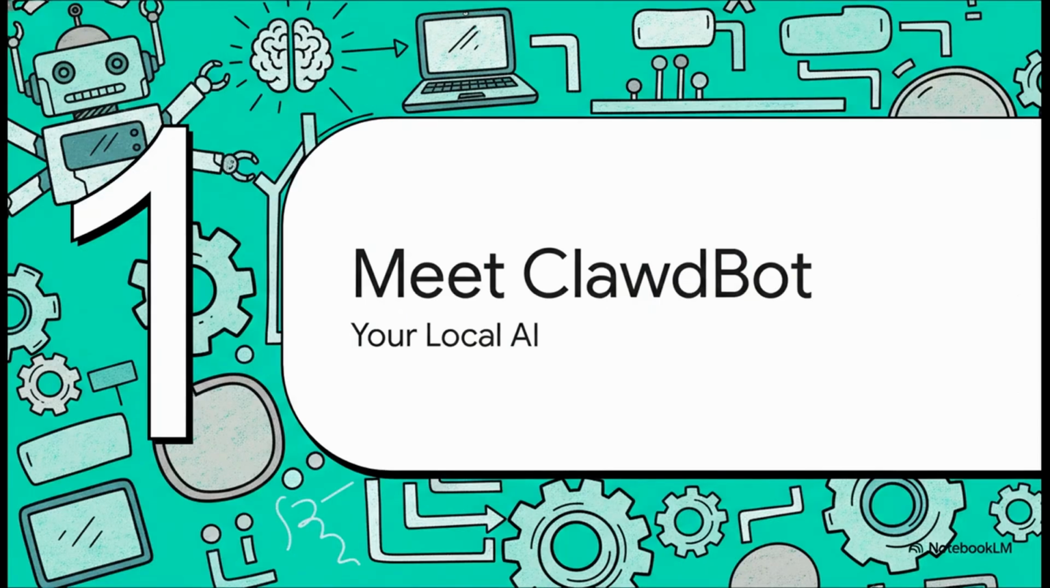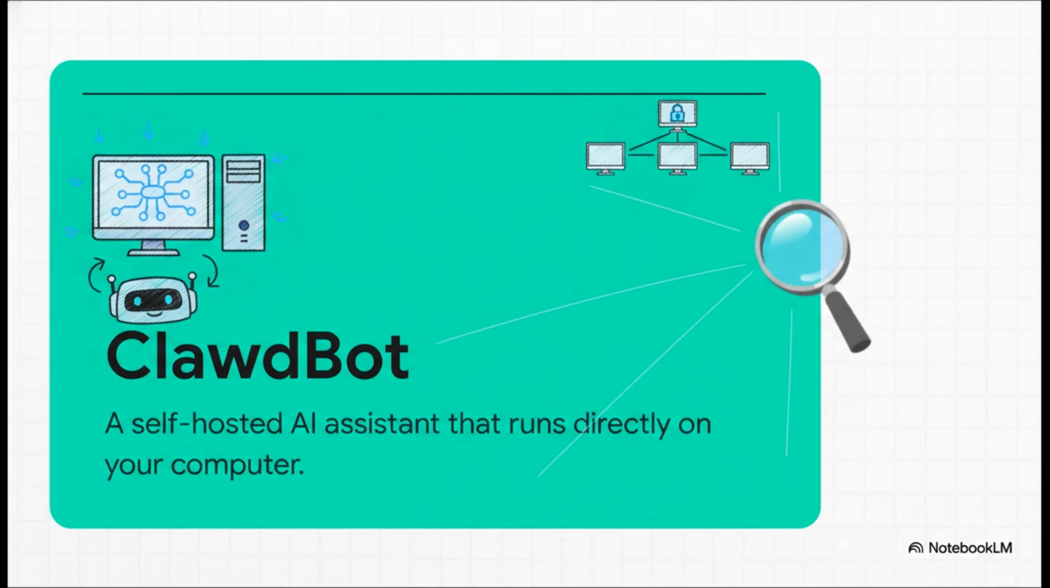Okay, so how do we actually make that leap? How do we go from a forgetful tool to a permanent teammate? Well, the answer we're going to look at today is a really cool project called ClawdBot. So, what is ClawdBot exactly? Well, at its core, it's a self-hosted AI agent. Now, the two big phrases to remember here are self-hosted and runs directly on your computer. So, this is not another website or cloud service. It's actual software that gives your AI a permanent home right on your own machine.